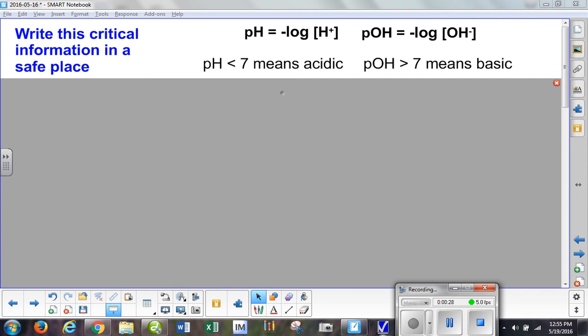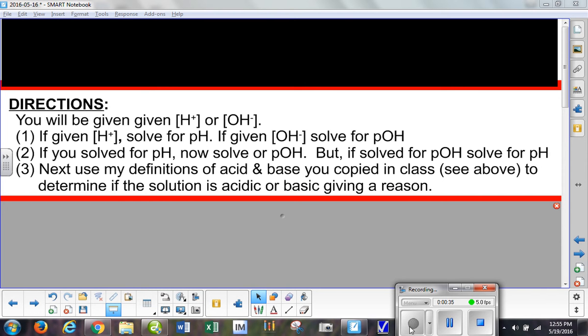So first thing you want to do is write down everything that you see at the top of this screen. So stop the recording. Next, you need to write down these directions because you're going to be using them on all of the problems for tonight. So stop the recording right now.